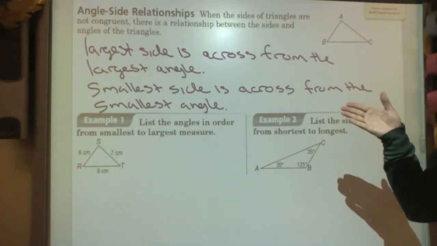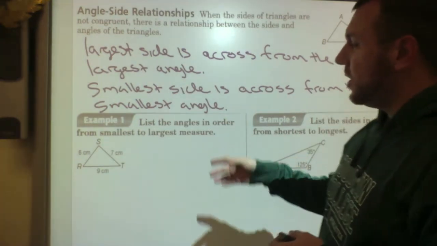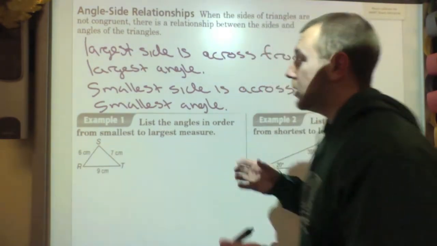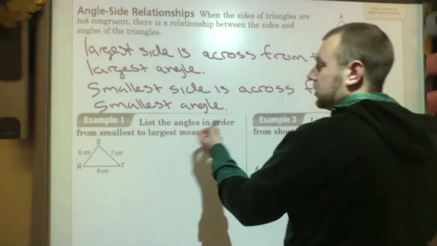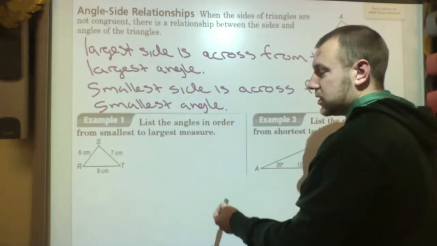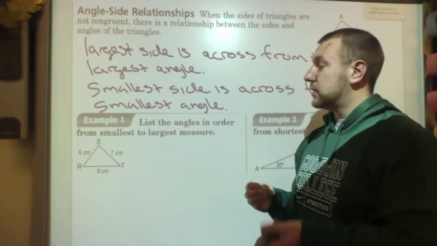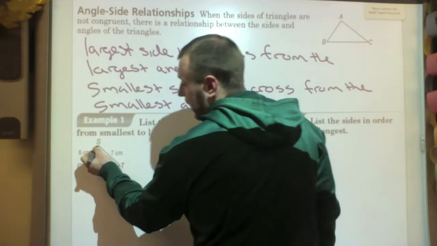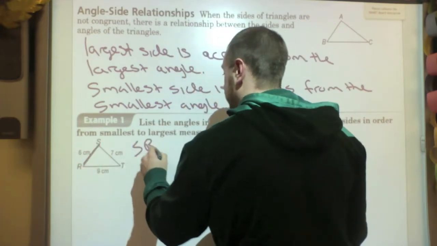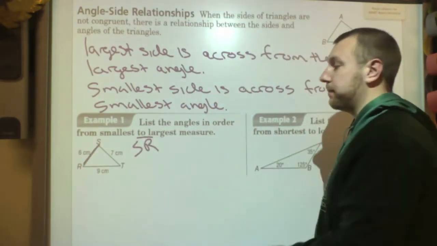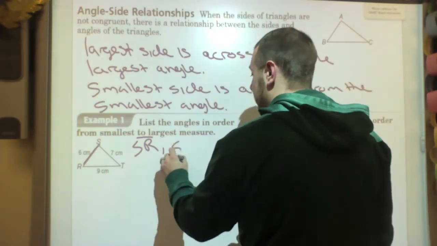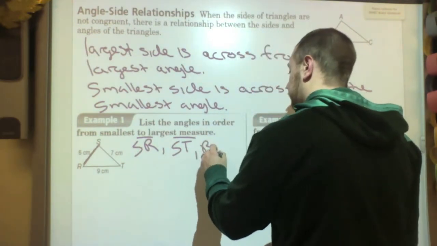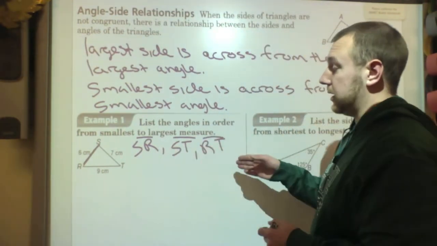So if we're looking at example 1 here, we notice that all the sides are measured. If we're going to list the angles in order from smallest to largest, we need to rank the sides from smallest to largest. So the smallest side is this side, SR, and that's a segment, remember. The next side is ST, and then RT. So that's from least to greatest.